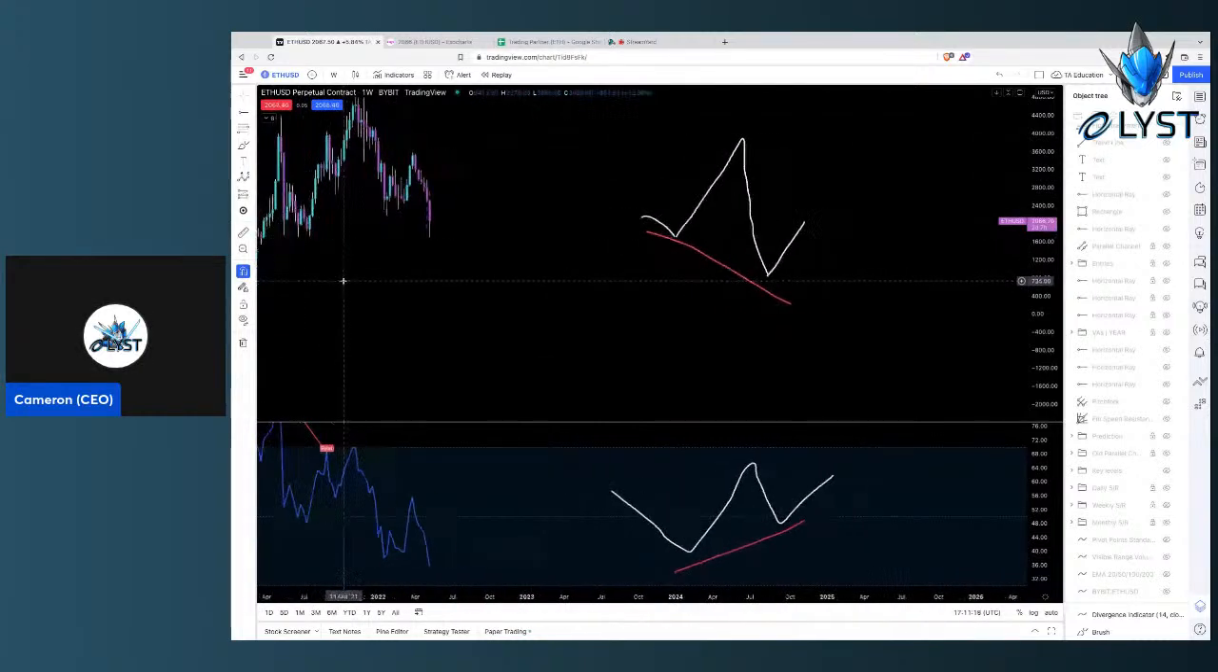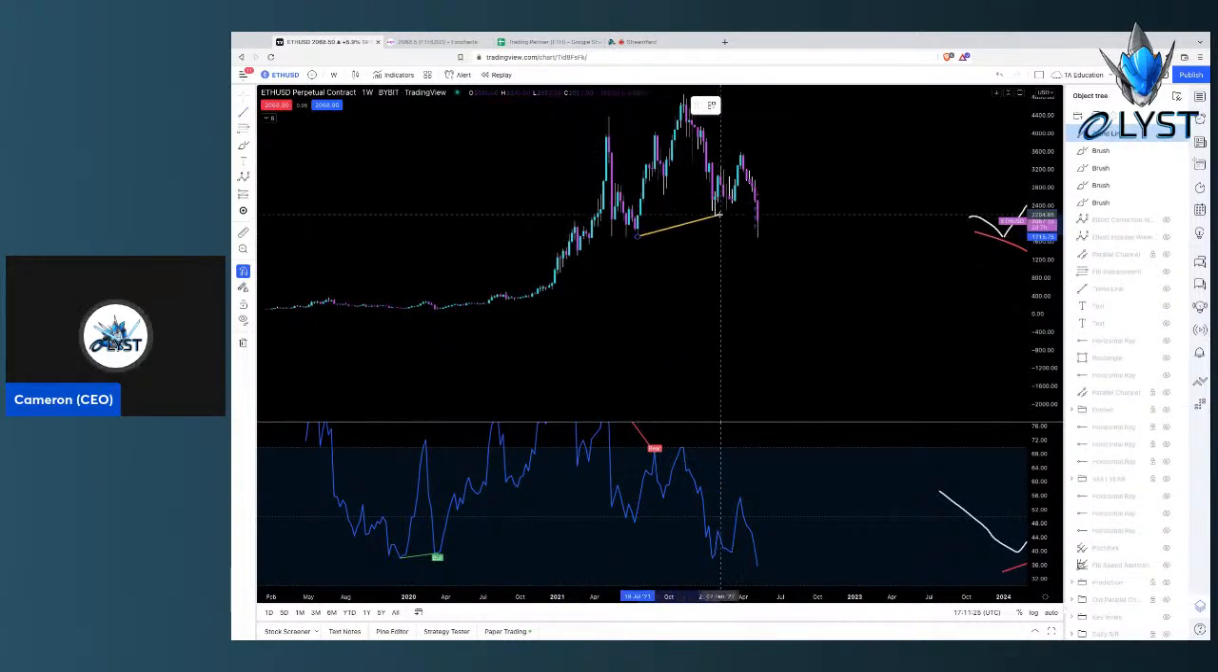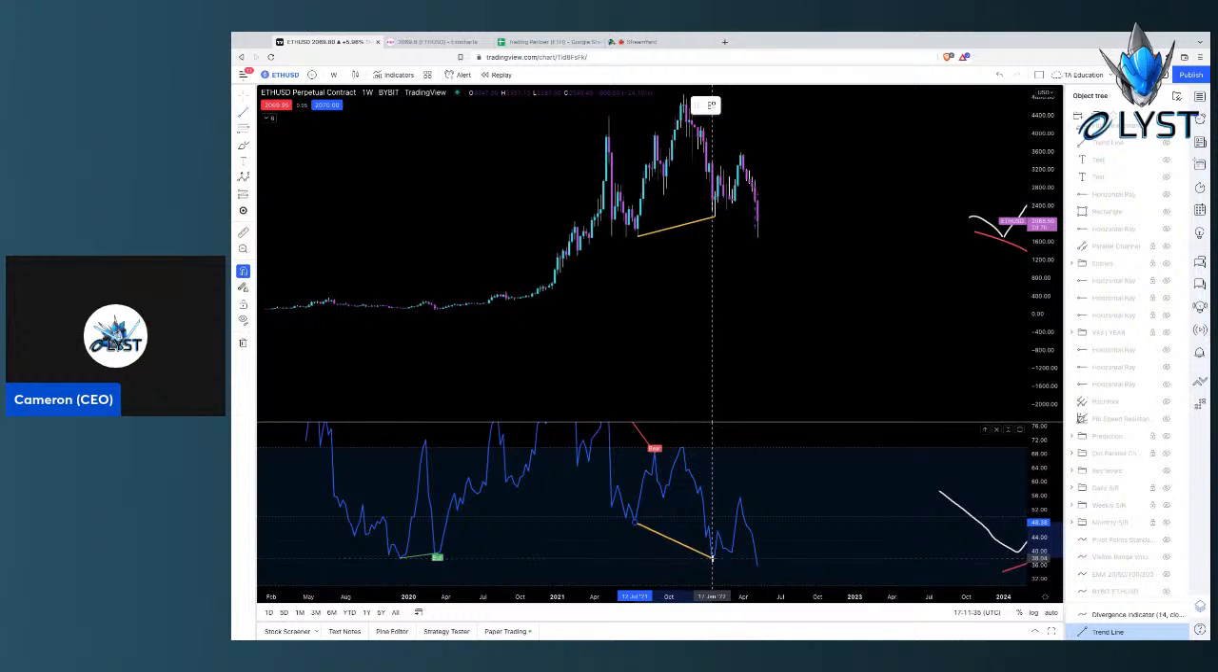What we're seeing here is a hidden divergence, where you have lower price to a higher price, right? So you have higher pricing, and then you have lower momentum. So price is holding even though momentum has waned. And so this is a hidden bullish divergence. Because we're looking at bottoms, it's bullish. If this was happening on the top, it'd be a different story.